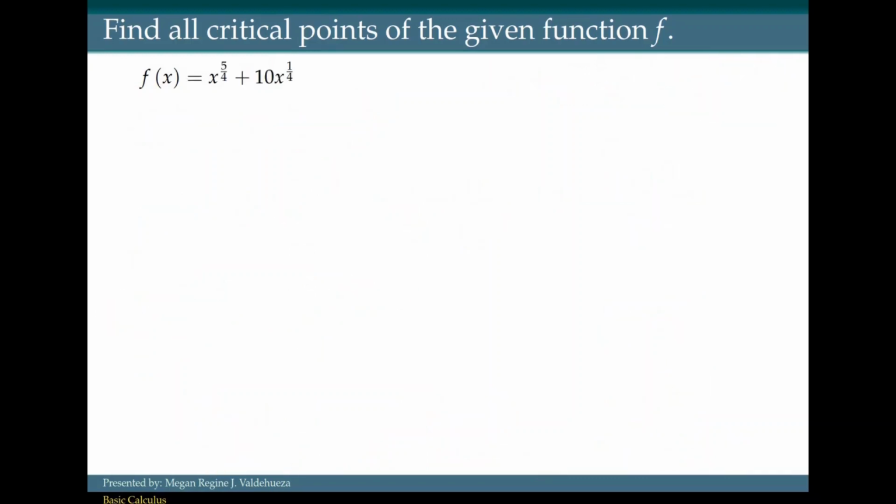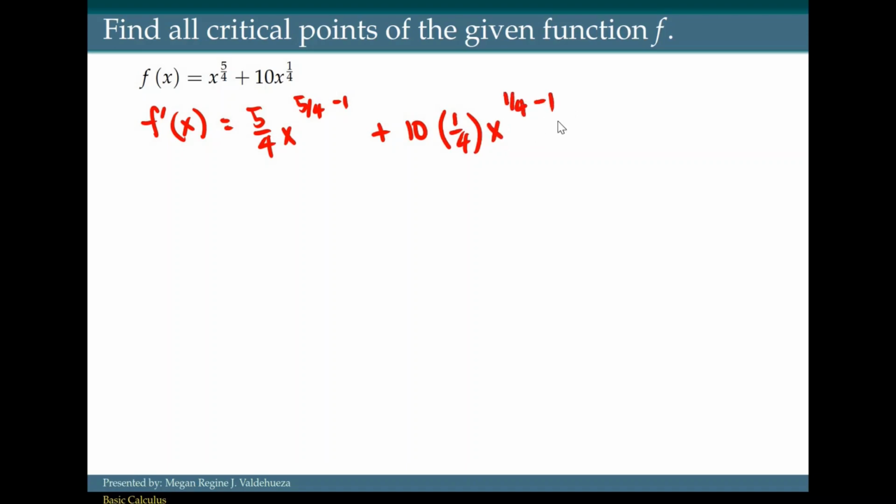Another example. So we have x to the power of 5 over 4 plus 10 x to the power of 1 over 4. So what is the derivative of the function? So using the power rule, we have 5 over 4 x to the power of 5 over 4 minus 1 plus 10, copy 10, using the multiple constant rule, times 1/4, copy x, then 1/4 minus 1.